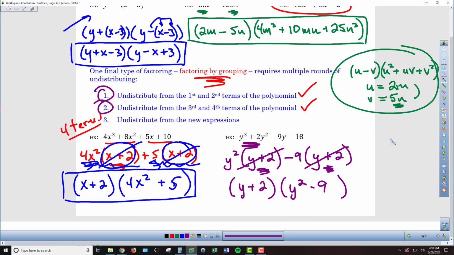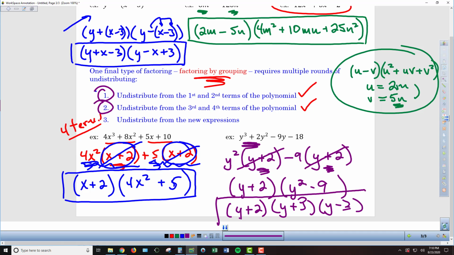If I leave myself a little bit more room, the y plus 2 I can't do anything with, but y squared minus 9 is a difference of squares. So I'm going to be able to factor that one more time. So I'm going to have y and y as the first piece in each of the sets of parentheses. I've got a plus 3 and a minus 3 as the back end of each set of parentheses. And so now we've got that expression fully factored.